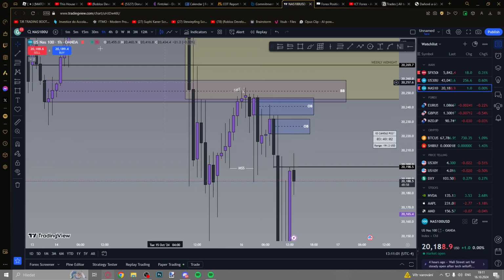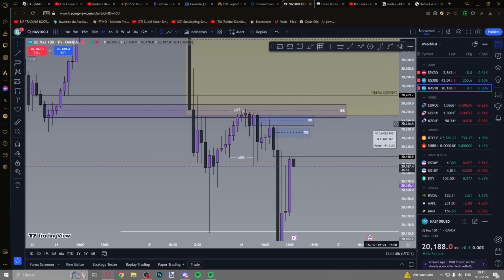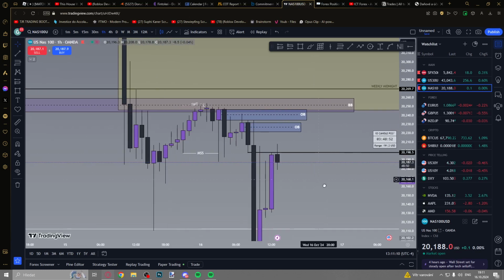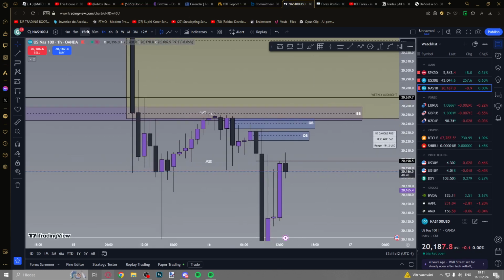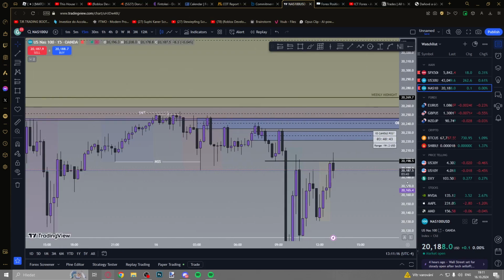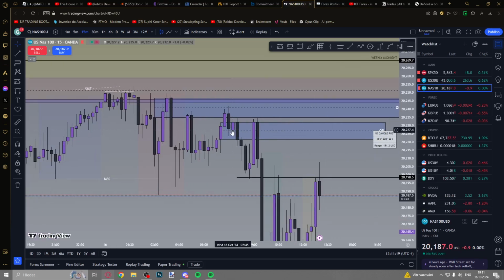So yeah, went into there, and we can see when it went in, it just crashed. It crashed like crazy. Yeah, so you can see, boom, went into there. There was also this another order block right here. This order block. This fair value gap.